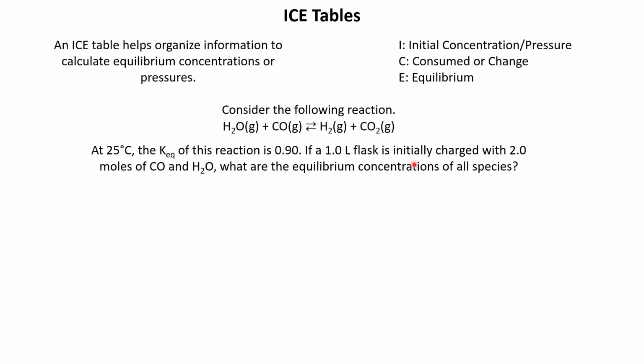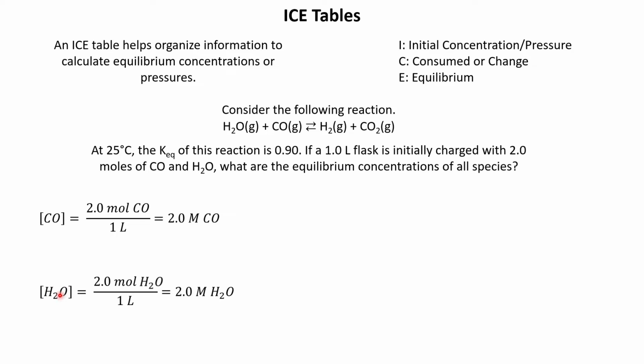Now, this problem gives us how many moles we have, and it gives us a volume, so we can calculate molarity. So let's calculate our molarity of carbon monoxide. This is going to be 2 moles of carbon monoxide divided by 1 liter. This is a very simple calculation, so we have 2 molar carbon monoxide. The same is true for water. We have 2 moles of water and 1 liter, so we have a 2 molar concentration of water as well.